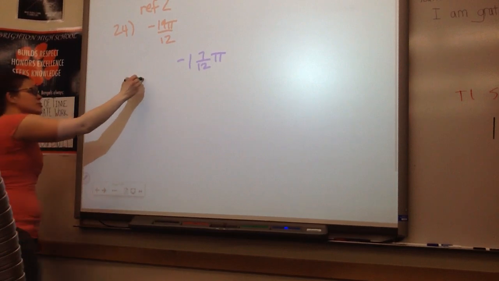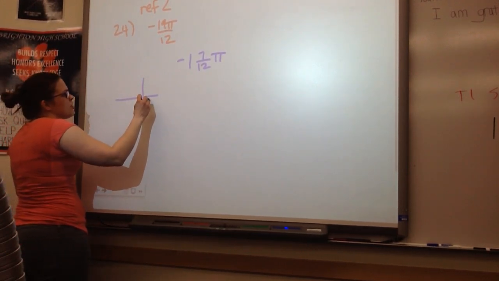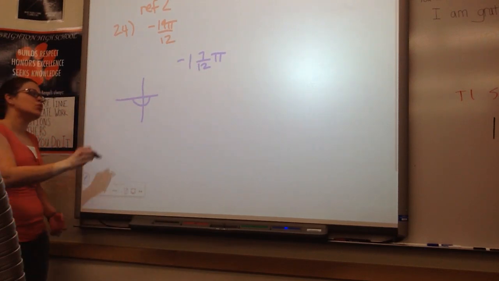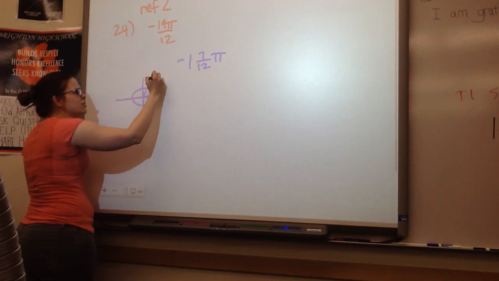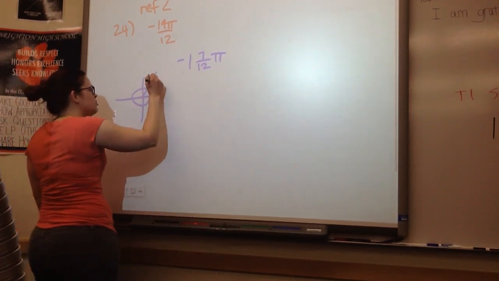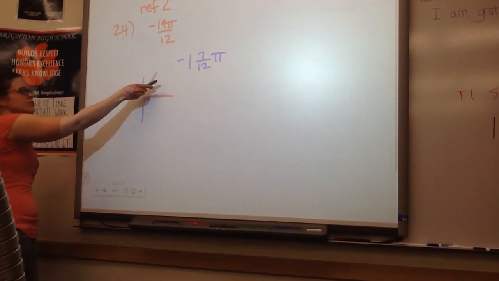So if we draw this, remember when we're negative, we're going clockwise. And so we go to negative 1. Is 7 twelfths more than half or less than half? More than half. So we go to here. So then we want to know how far away from the x-axis. Remember, it's really important that on your reference angles, you're looking for the x-axis. So how far is it from here to here?